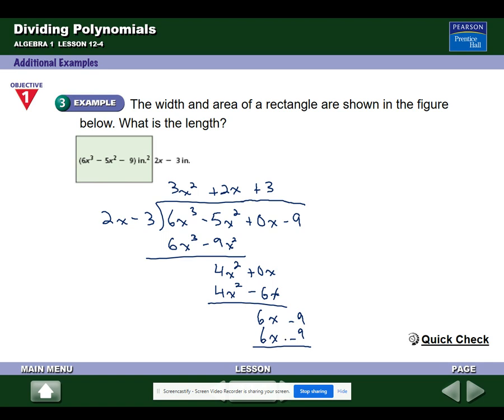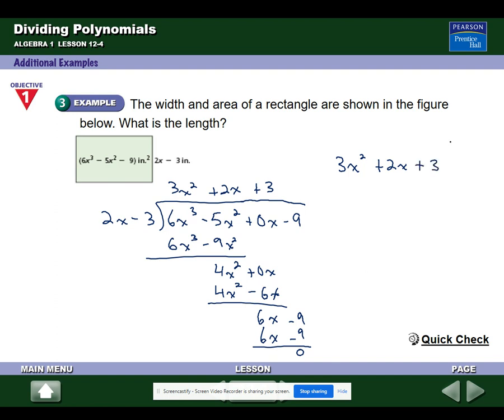Negative 9 minus negative 9. I always like to jump over here because I always imagine there's a subtraction symbol here. But if you do that, just keep in mind that this is a quantity, right? So it's minus the quantity 6x minus 9. That's why negative 9 minus negative 9 would be like saying add. You're going to get 0. The remainder is 0. Okay? So what's our answer? Our answer is 3x squared plus 2x plus 3.